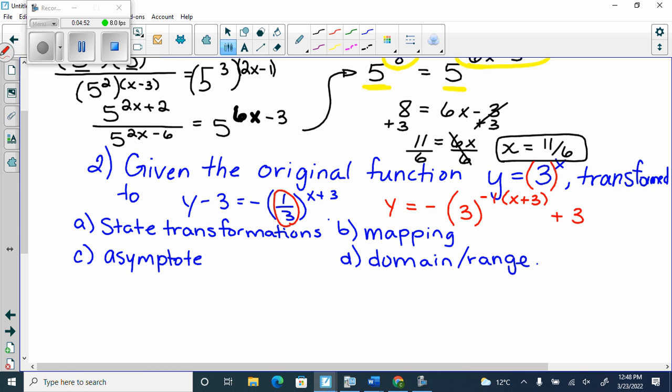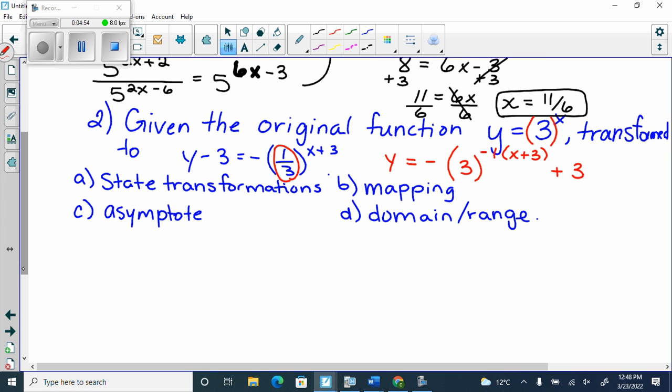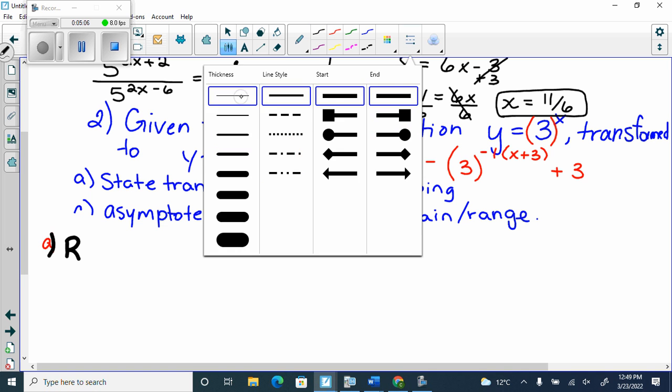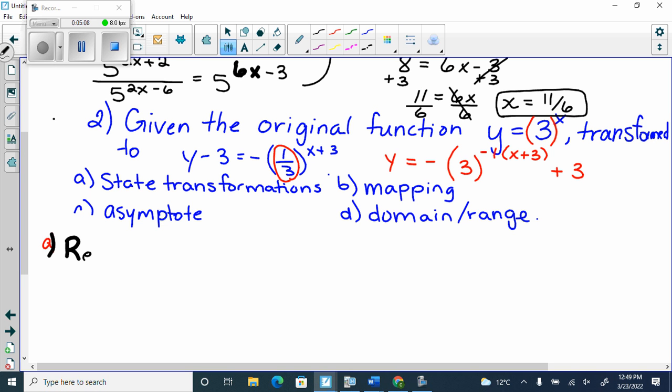Okay? So my transformations. I do not have any stretches. I have no number in front. But I do have a reflection. Yeah, so this is the only one you can write together. You can say a reflection in the x and y axis.